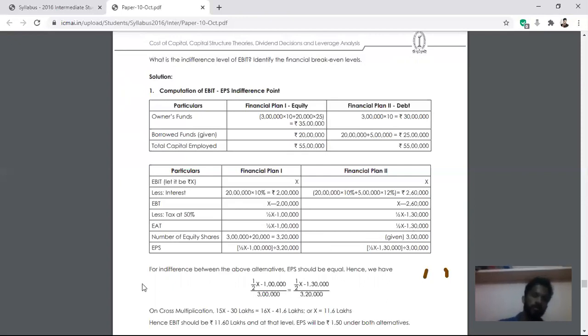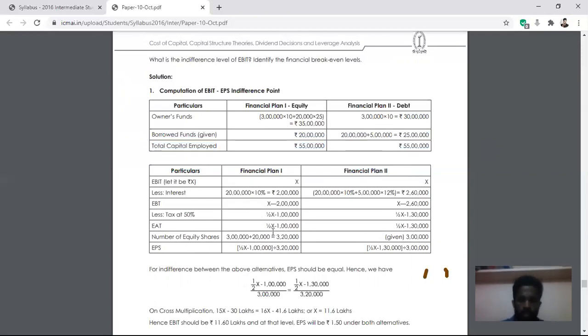Then below that, number of equity shares issued. In case of financial plan 1, you are issuing an extra 20,000 shares. So 3 lakh existing shares plus 20,000 shares, that is 3 lakh 20,000 shares. Whereas in case of financial plan 2, debt is increasing, while equity remains the same, that is 3 lakh shares. So the number of equity shares in financial plan 2 is 3 lakh.